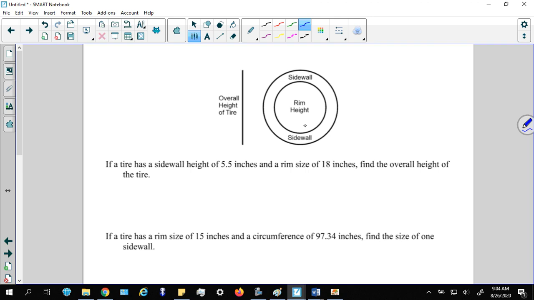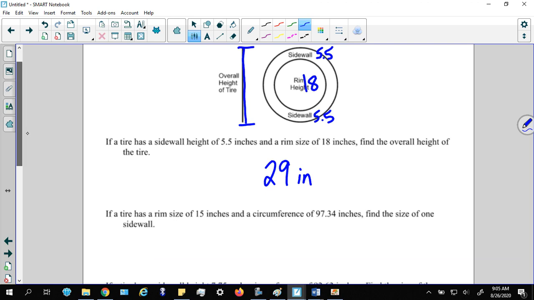Now with this picture, and I recommend that if you don't have a picture for these questions, you should draw one, and I'll give you an example a little later. So if the sidewall height is 5.5, that means the top and bottom sidewall is 5.5. If the rim height was 18, the overall height of the tire would be 29 inches, because you're just simply adding sidewall, sidewall, and the rim.